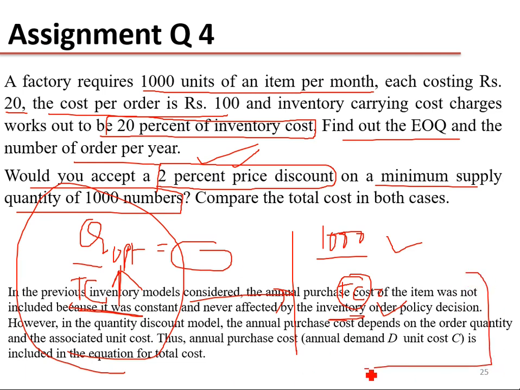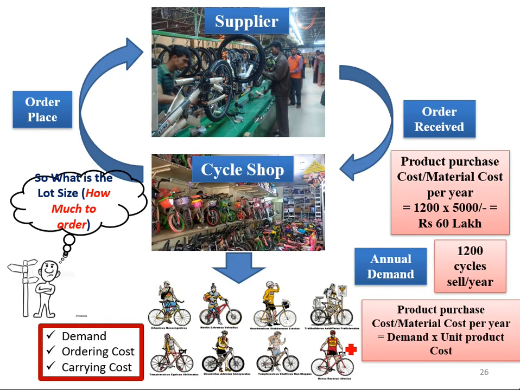This is everything I have mentioned. This is based upon the cycle shop. As I've already told you, we also add the product cost here: how many units you are going to purchase and the cost of one unit. So we are going to get the total cost of the product in a year.